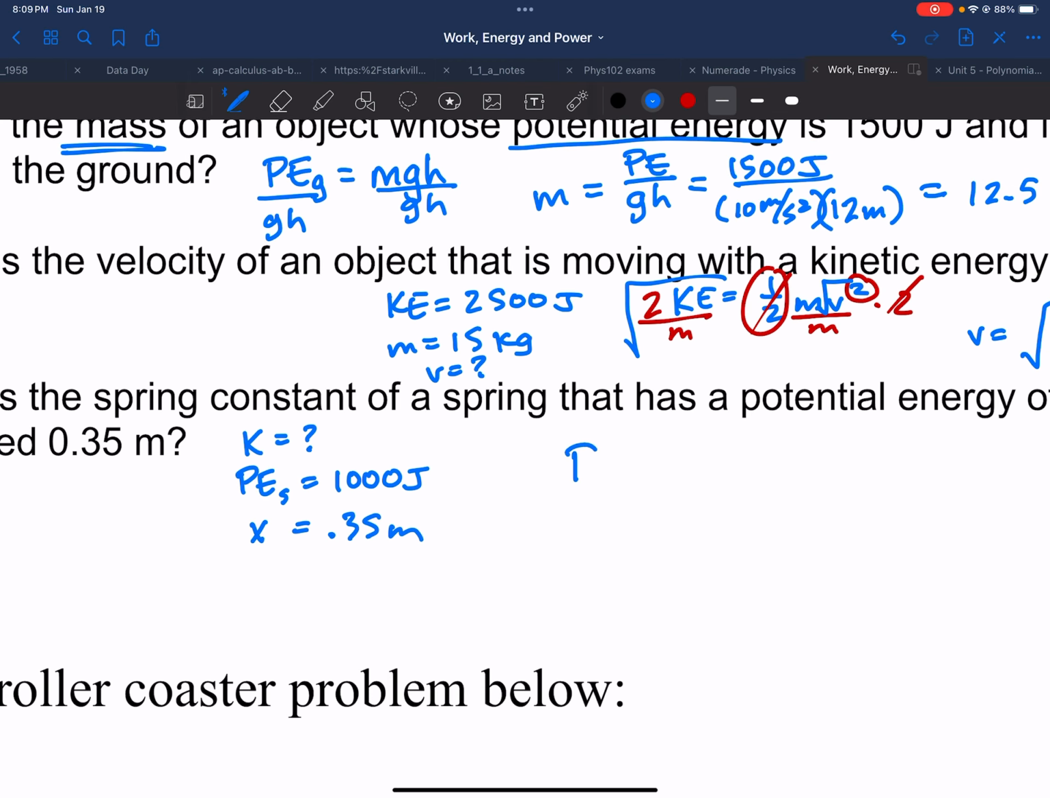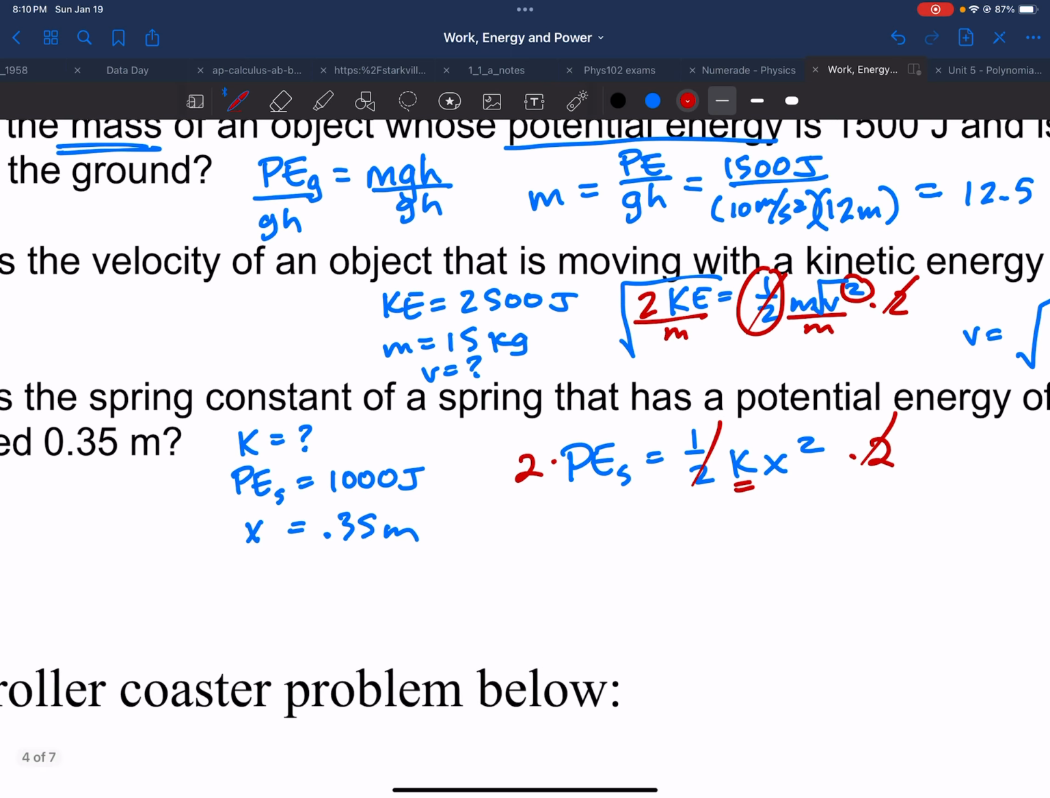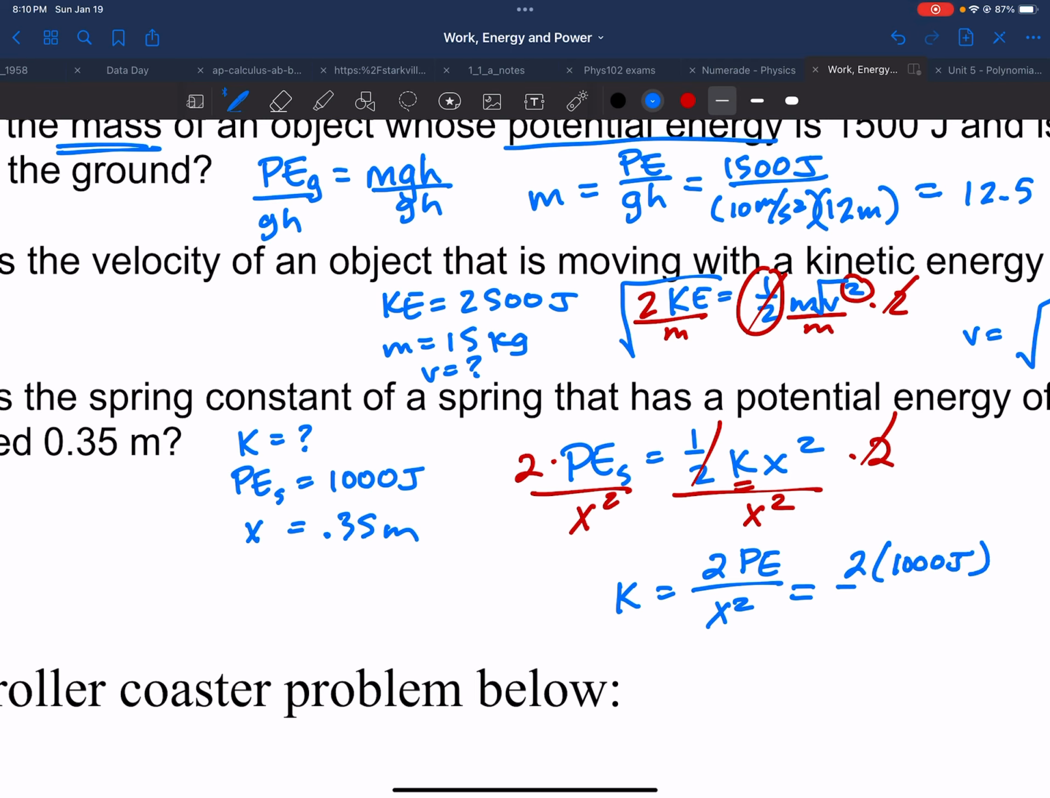All right, so potential spring energy is equal to 1/2 kx squared. I need to solve for k. So that means I need to multiply both sides by 2 in order to knock down the 1/2, and I need to divide both sides by x squared. So k is equal to 2 times my potential energy over x squared. So it's going to be 2 times 1,000 joules over 0.35 meters, quantity squared.